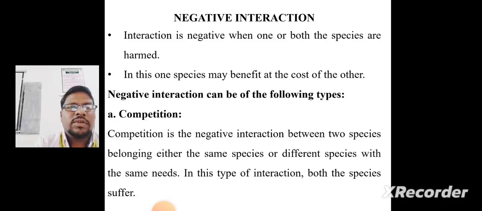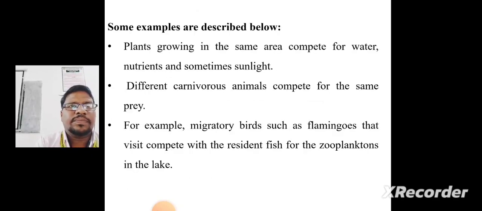Competition is a negative interaction between two species, either of the same species or of different species, with the same needs. In this type of interaction, both species suffer. Finally, it is going to suffer. For example, I'll describe below. Plants growing in the same area compete for water, nutrition, and sometimes sunlight.